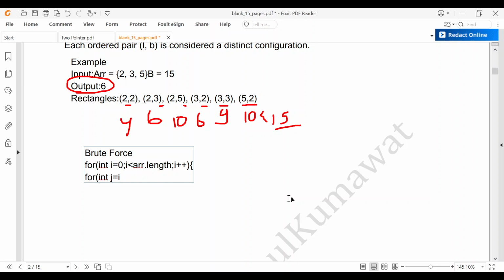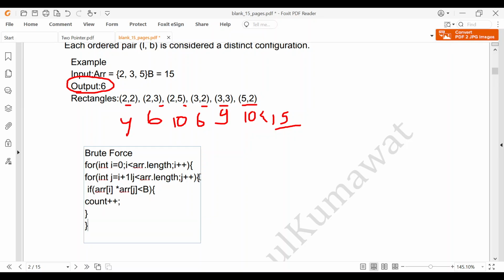j is equal to i plus 1 and j is lesser than array.length, and then j++. So this is our second loop. Now what we are going to do in this second loop is create a condition that if array[i] times array[j] is lesser than B, which is given to me, then count++.